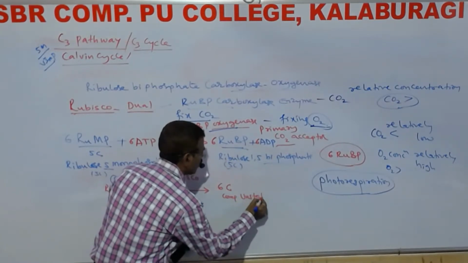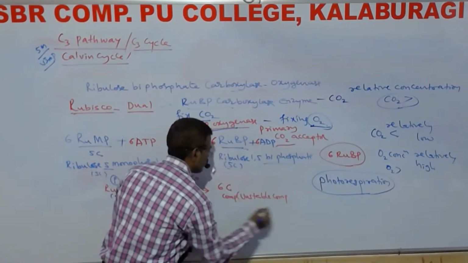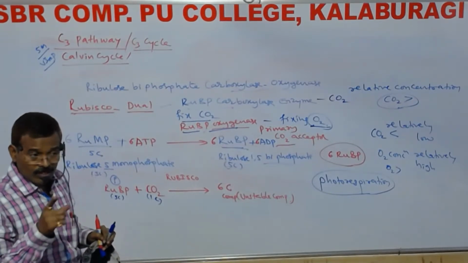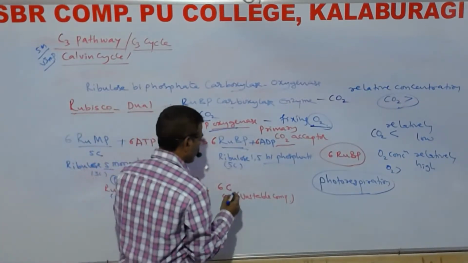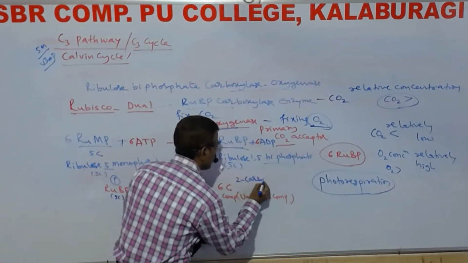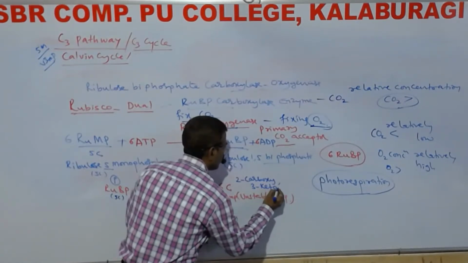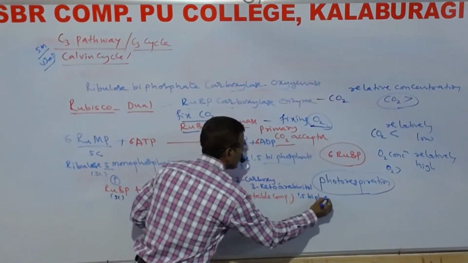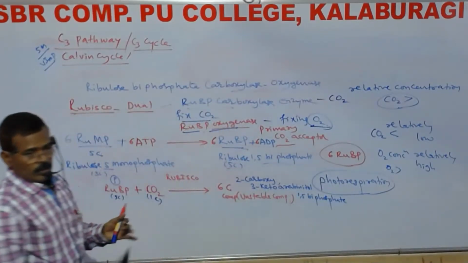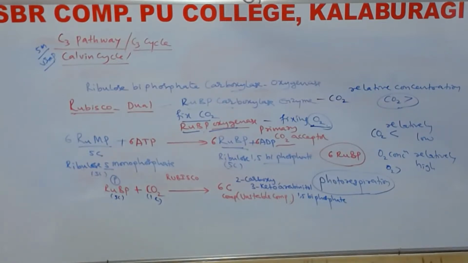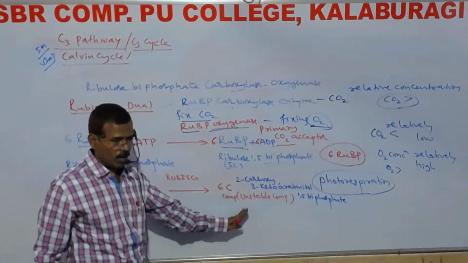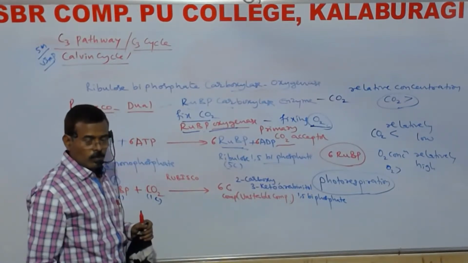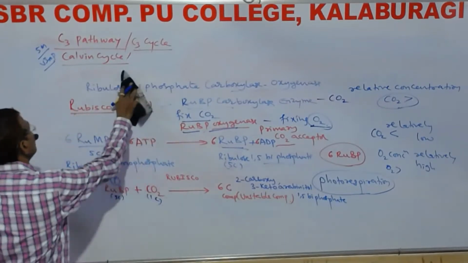On fixation, you are going to get a 6 carbon compound here. This is an unstable 6 carbon compound. This 6 carbon unstable compound's name is 2-carboxy 3-keto arabinitol 1,5-bisphosphate. That is the 6 carbon unstable compound. As it is an unstable compound, it will split.